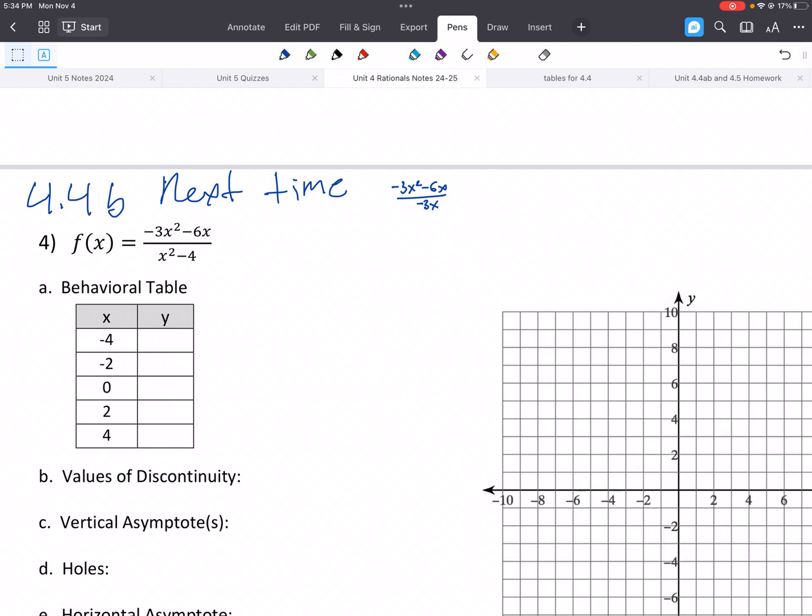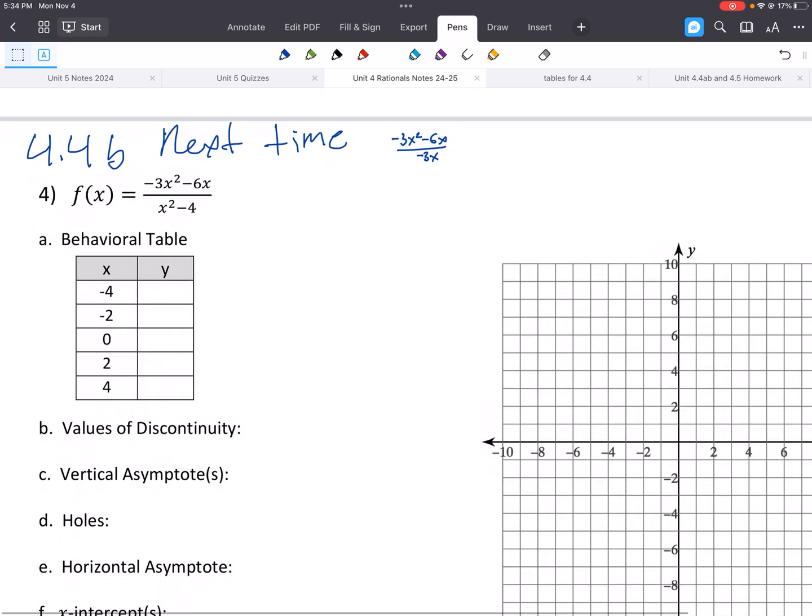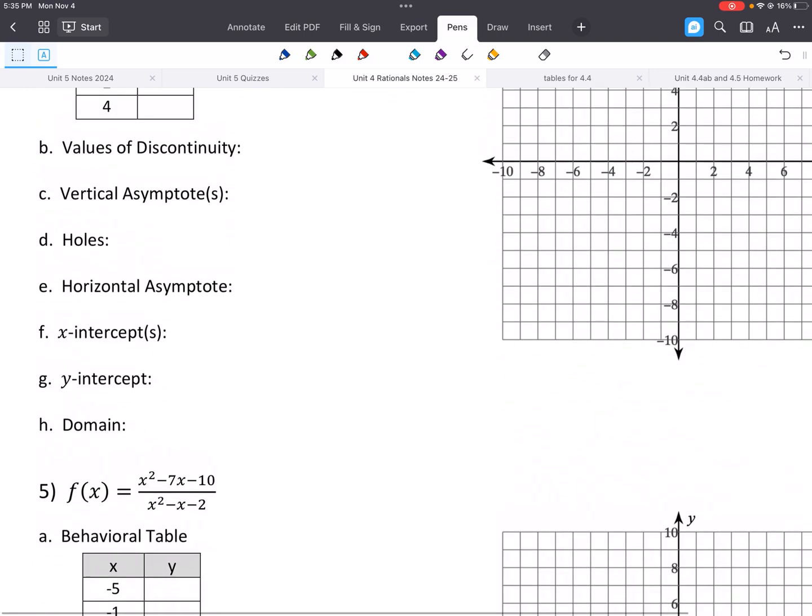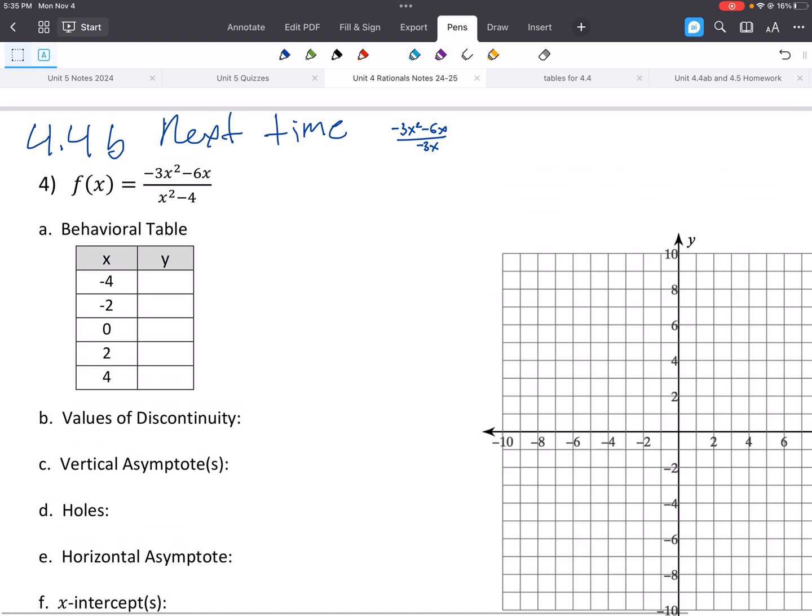Hey guys, this is 4.4b. So this is going to be our second part of that note portion. So we're just going to continue. What I'm basically changing here is you're going to need to factor. So both 4 and 5 require you to factor before you could find your values of discontinuity or your x-intercepts.